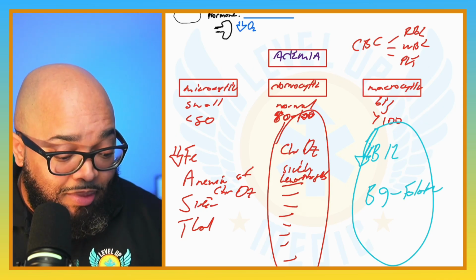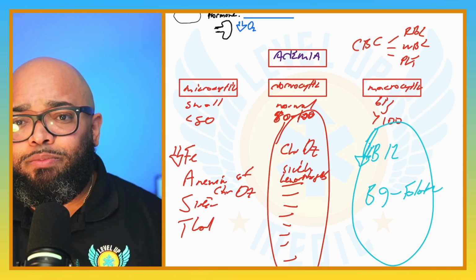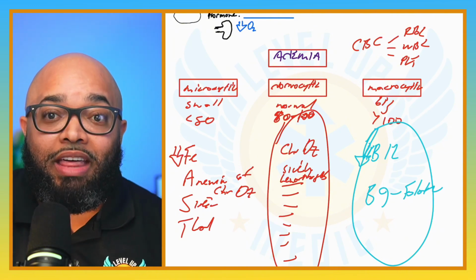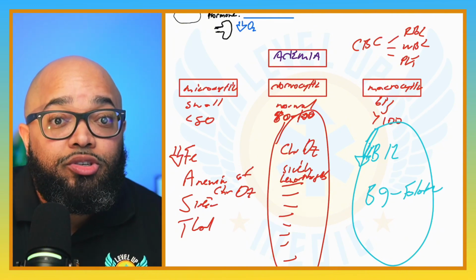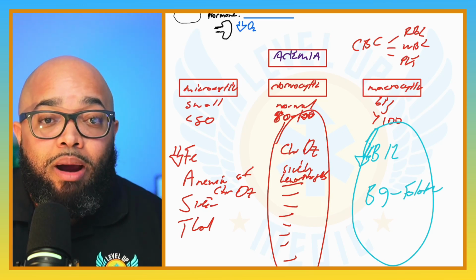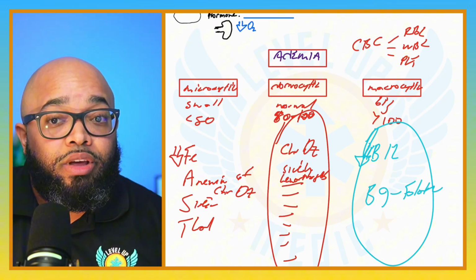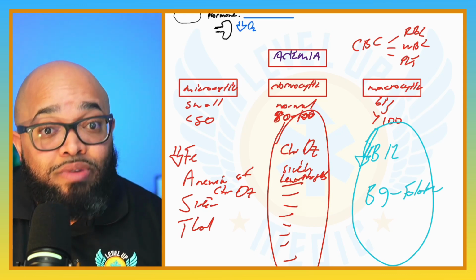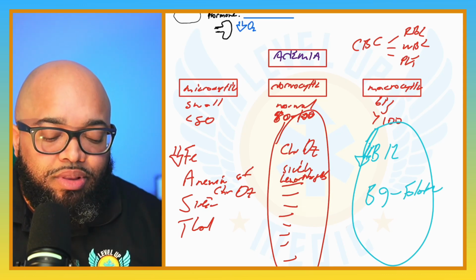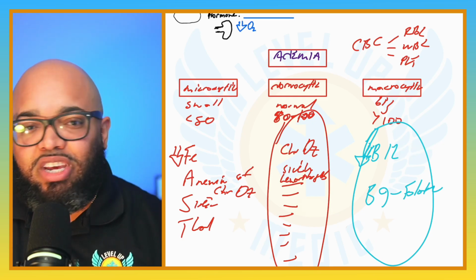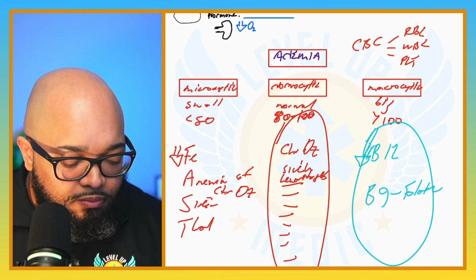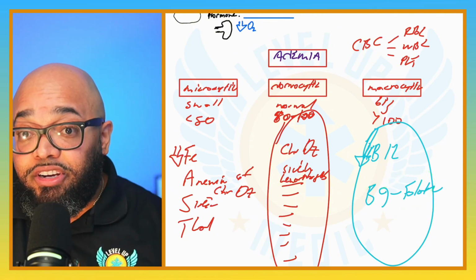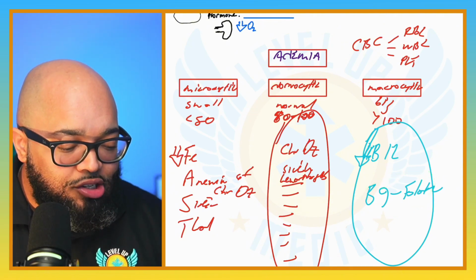B12 or cyanocobalamin, for instance, this could be, maybe they have a GI problem that affects them being able to absorb B12 properly. Maybe they have pernicious anemia, where it's a problem with intrinsic factor, for instance. So any type of GI problem could lead to that. A B9 deficiency.